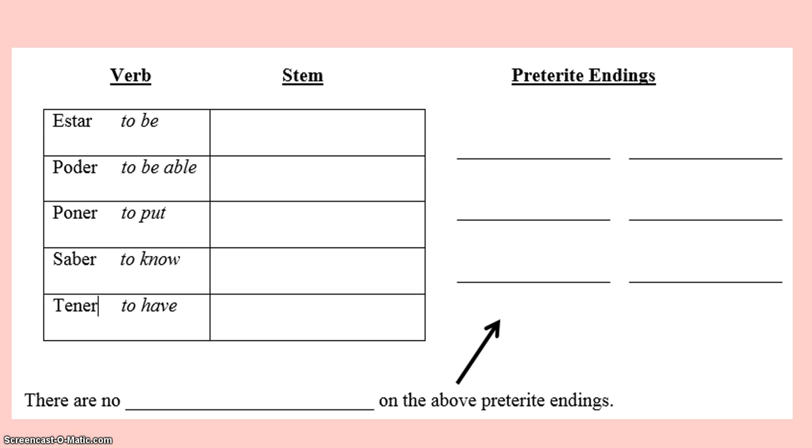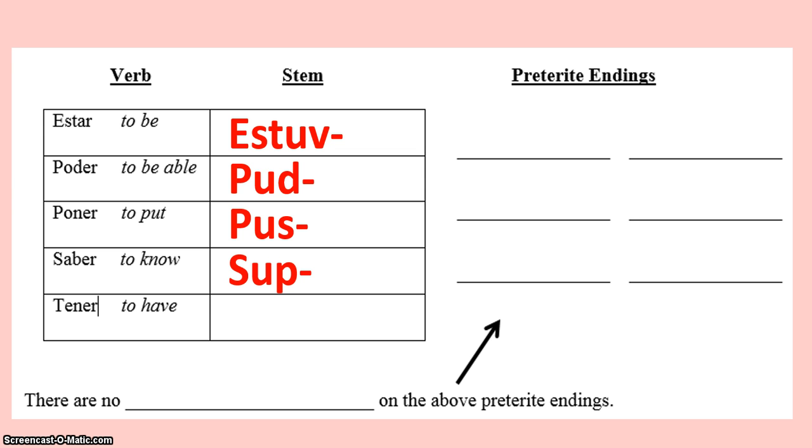Let me show you what I mean, so hopefully that will be more clear. First, let's go over these irregular stems. Estar is estuv, poder is pud, poner is pus, saber is sup, and tener is tuv. Now, these 5 irregular stems are going to take on the same endings.